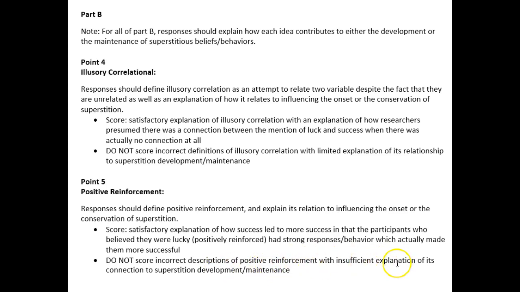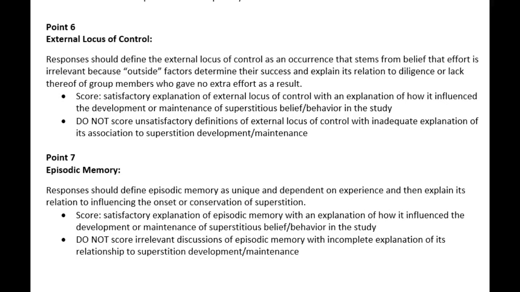the explanation just seems redundant, like they just say the term, but they don't really explain how it connects back to the example. Now we're ready to look at points 6 and 7. Point 6 relates to the external locus of control, and the responses should actually discuss the fact that this phenomenon occurs when there's a belief that only outside factors matter. It doesn't matter how hard people try or what their diligence level is. It's more about external factors.